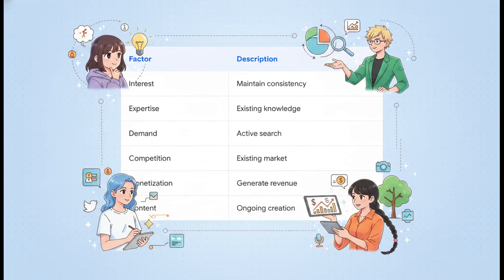First, do you have enough personal interest to stay consistent? Second, do you have the expertise or at least the willingness to learn? Third, is there active demand and real search volume out there? Fourth, what about competition? And by the way, competition is actually a good thing. It proves money is already changing hands in that market. Fifth, you need realistic monetization paths. And finally, content potential, meaning you can write about this for a long time. A truly sustainable startup is going to score highly across all these columns.